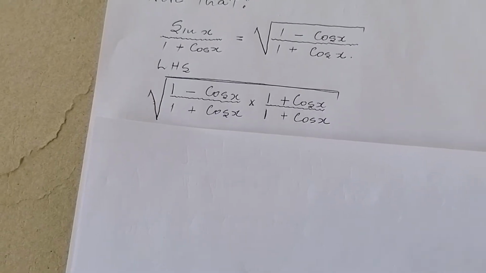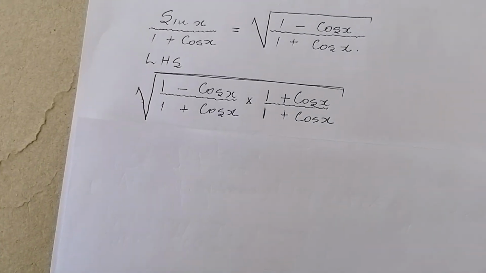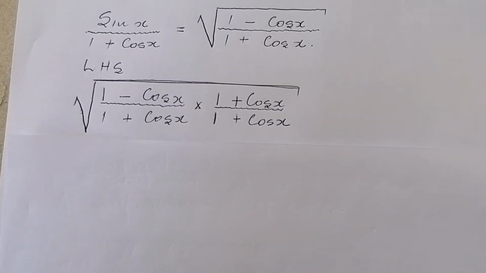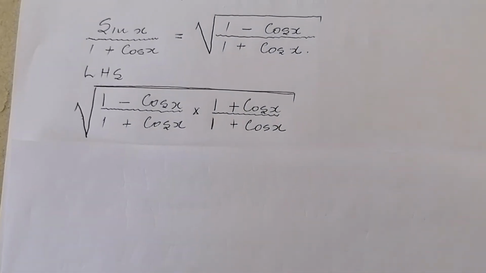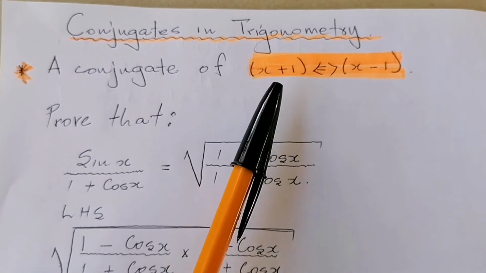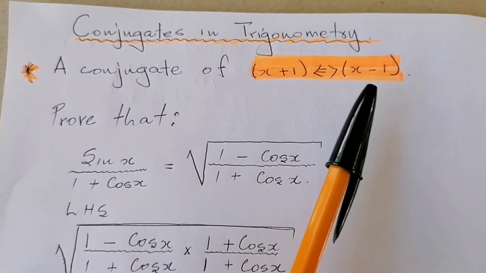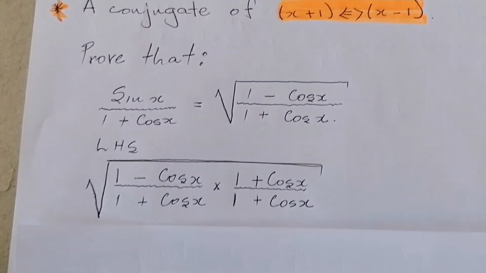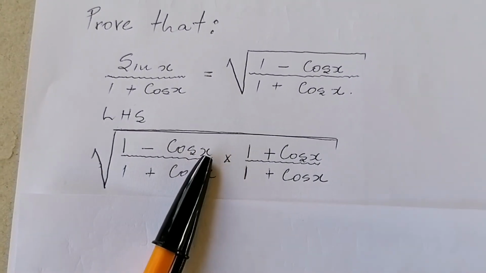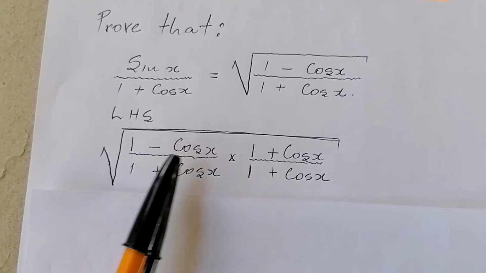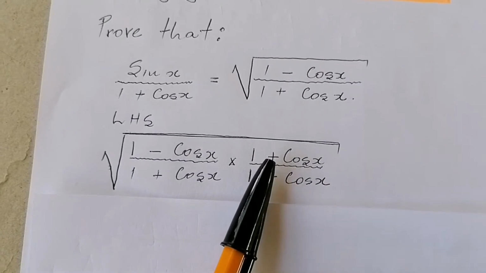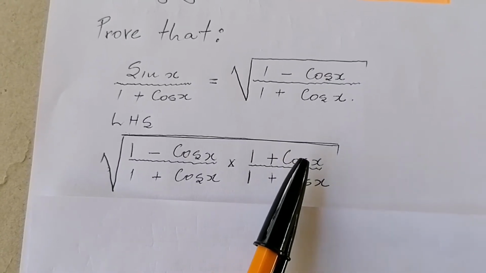Now, I have applied the conjugate principle. The conjugate, let's go back again to the conjugate. The conjugate of x plus 1 is x minus 1. Now, I'm looking at 1 minus cos x. It means the conjugate of this must be 1 plus cos x.